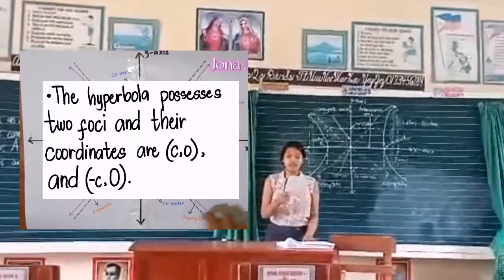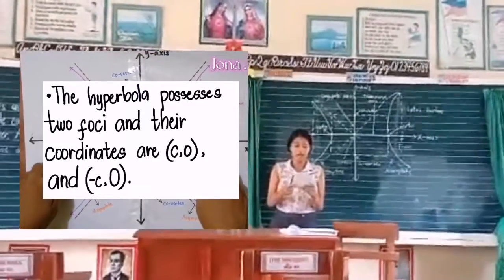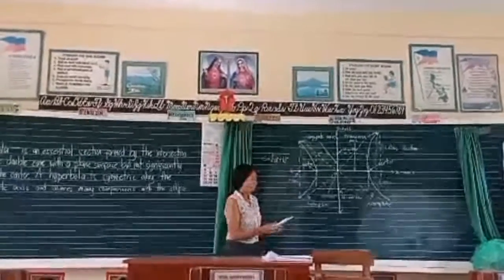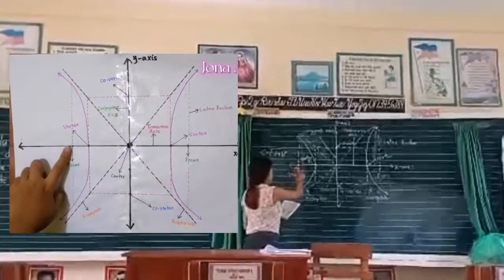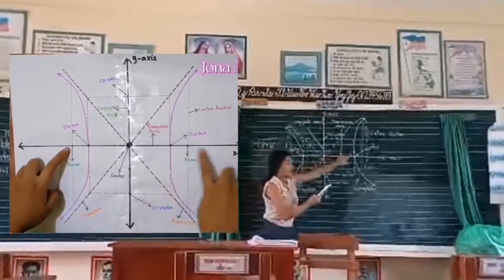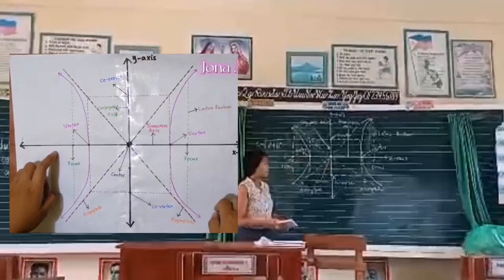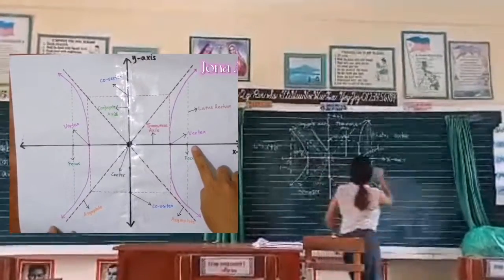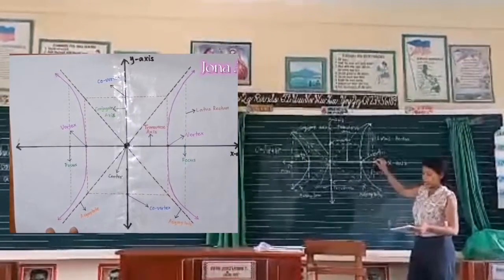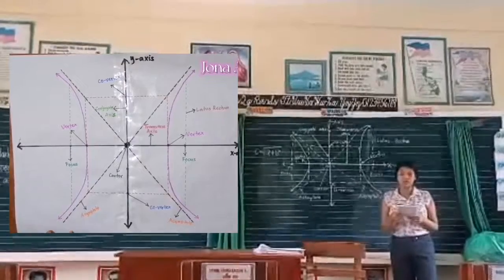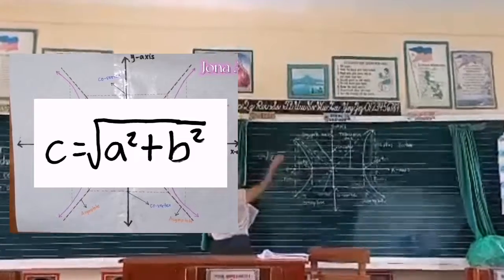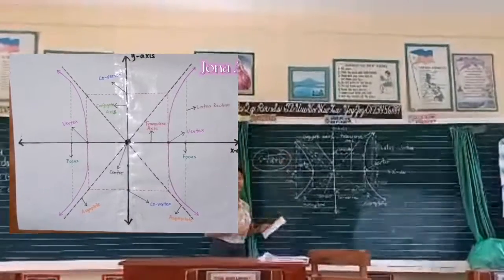It also possesses two foci and their coordinates are (c, 0) and (negative c, 0). The first focus can be seen in this part, since the transverse axis is horizontal. The second focus is in this part. To get the focus, we must use the Pythagorean theorem.